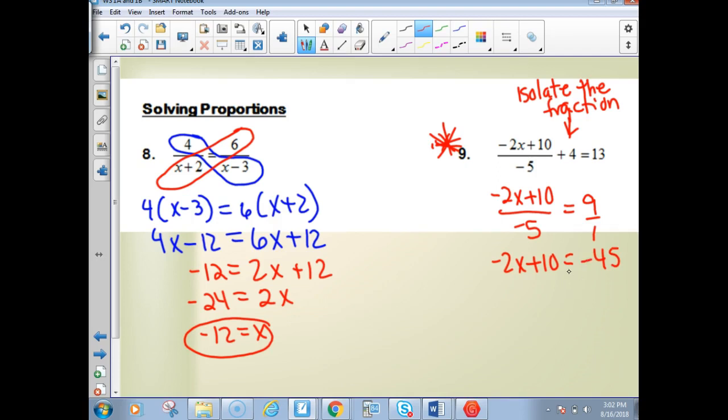Okay, next I subtract 10 and get negative 55 on the right. And then I divide by negative 2, and my final answer will be 55 over 2, because we won't leave a negative over a negative. Positive 55 halves.